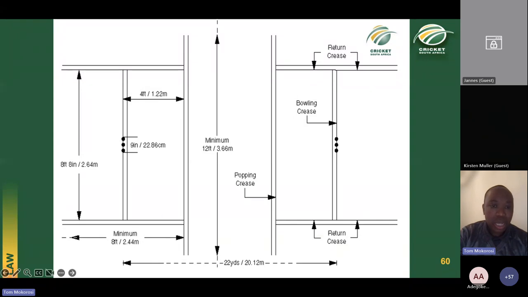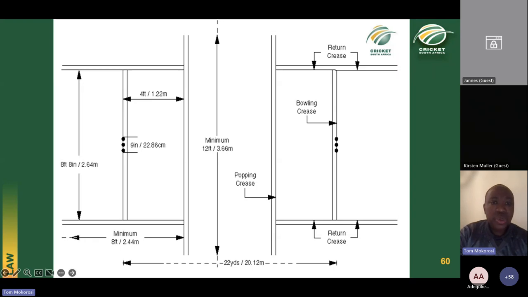Okay, so that line that extends from the popping crease past the bowling crease can go all the way down to the boundary. It typically doesn't, but the law says that is a minimum measurement that should be painted: 2.44 meters of both return creases. You can paint it longer than 2.44 meters, but not less than 2.44 meters.